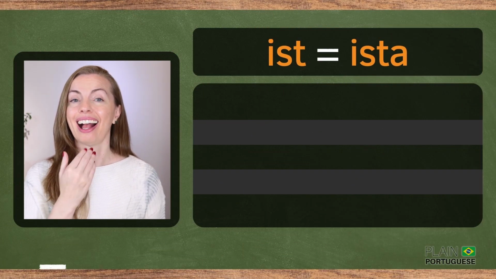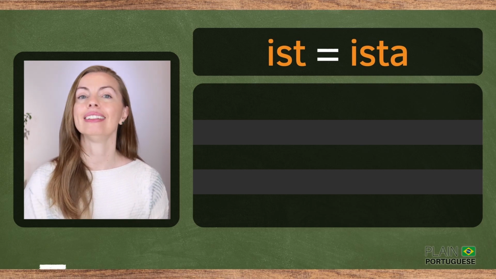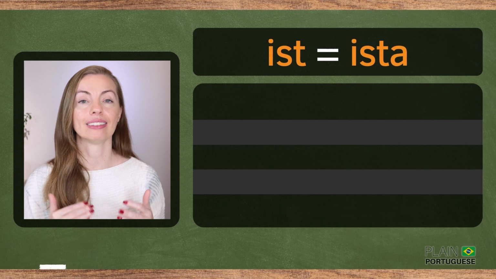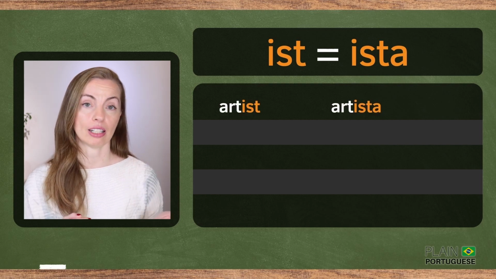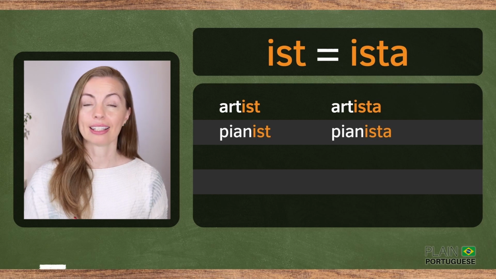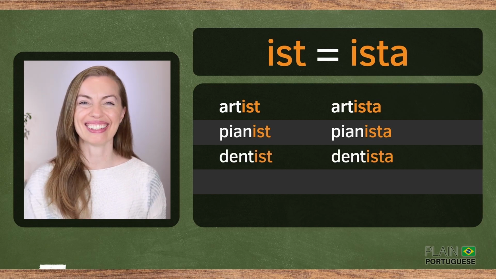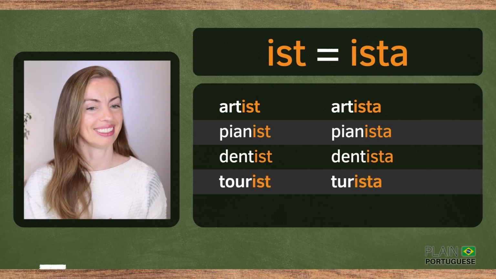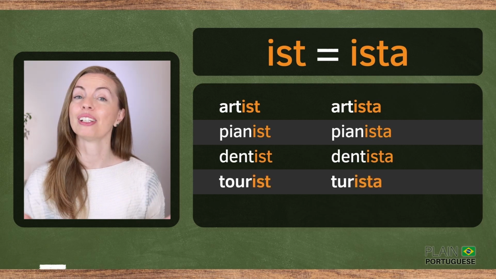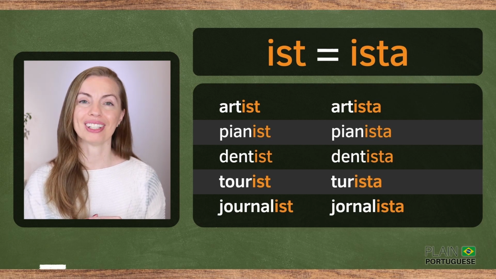Nouns ending in ist will end in ista in Portuguese. For example, artist, artista. Pianist, pianista. Dentist, dentista. Tourist, turista. Journalist, jornalista.